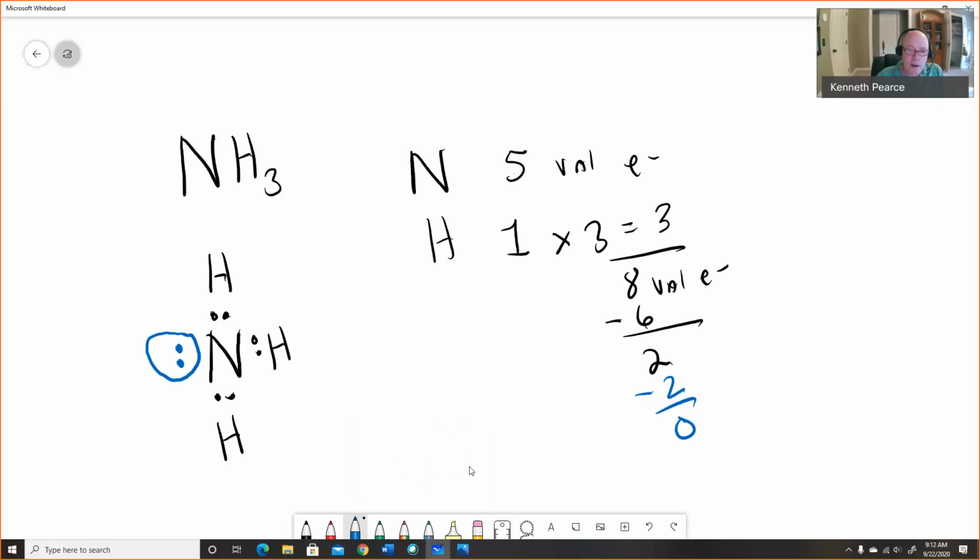Now, how would we sketch this out? If we look at our table of molecules, we would see this is 3 bonded, 1 lone pair. And if we look at the molecular structure, this is called trigonal pyramidal.